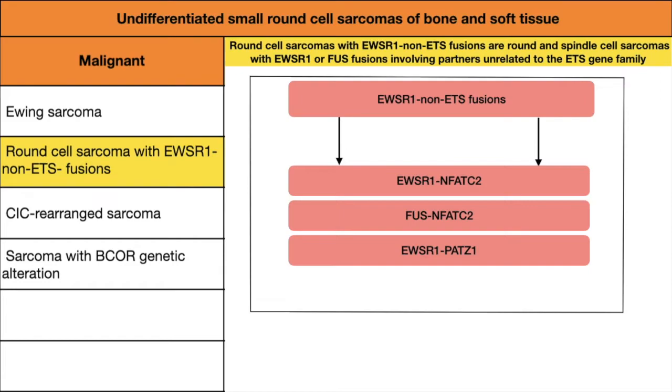Then round cell sarcomas with EWSR1 non-ETS fusions. There are round cell sarcomas with EWSR1 and non-ETS fusions. They are round and spindle cell sarcomas with these fusion genes. The most common are EWSR1 and NFATC2. The others include FUS and NFATC2, EWSR1 and PATZ1. They may have similarity to the Ewing sarcoma, but they are categorized separately because of their different behavior, their different genotypes, and their response to chemotherapy may be different.